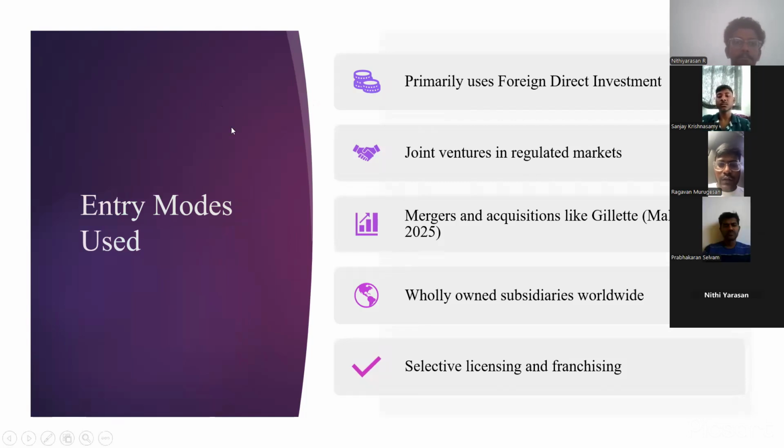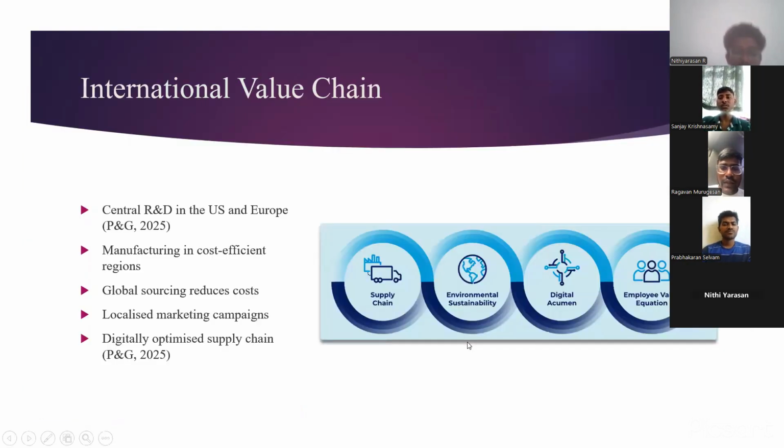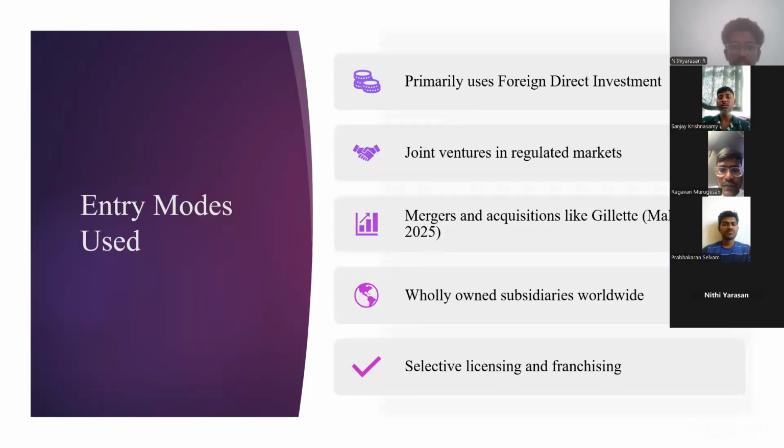And coming to the entry modes of P&G, they use several techniques to enter markets. They didn't rely on a single approach. They use different strategies such as wholly owned subsidiaries, joint ventures, and licensing, depending on what suited the country they were entering. This flexibility made it easier for them to handle different regulations and market conditions.